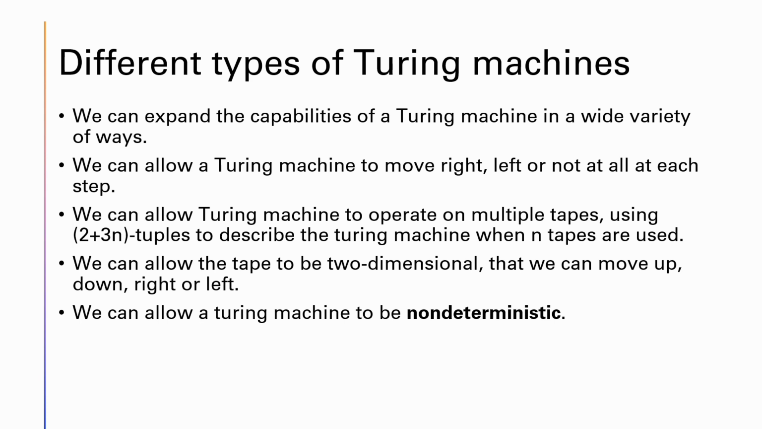Different types of Turing machines are there. The capabilities of Turing machines can be extended in a wide variety of ways. The Turing machine can move right and left. We can allow the Turing machine to operate on multiple tapes, using 2 plus 3n tuples to describe the Turing machine when n tapes are used. We can allow the tapes to be two-dimensional, so we can move up, down, right and left. We can allow the Turing machine to be nondeterministic.